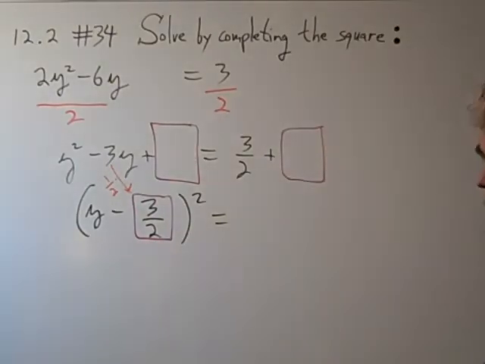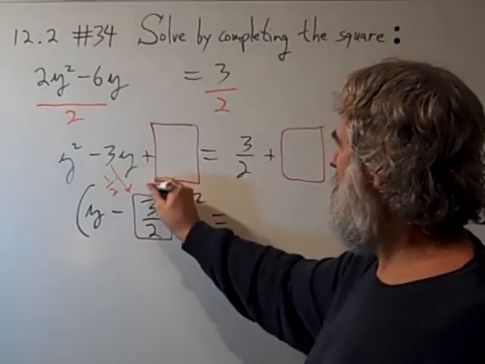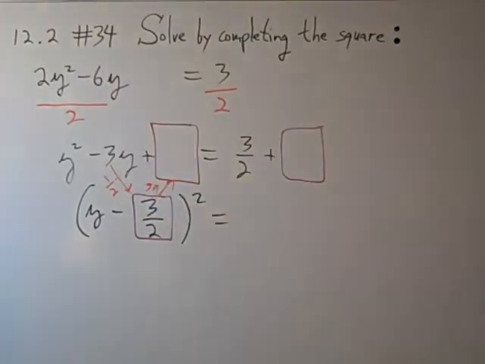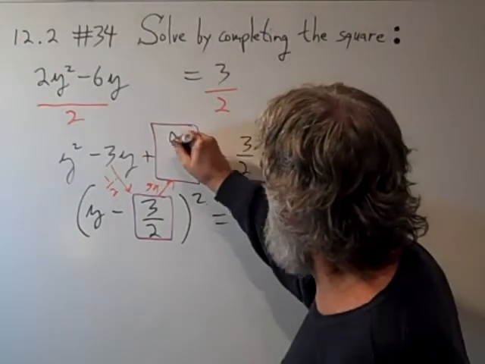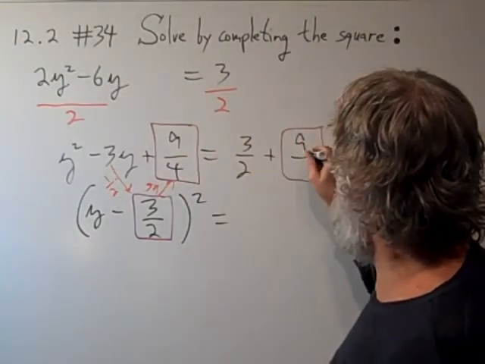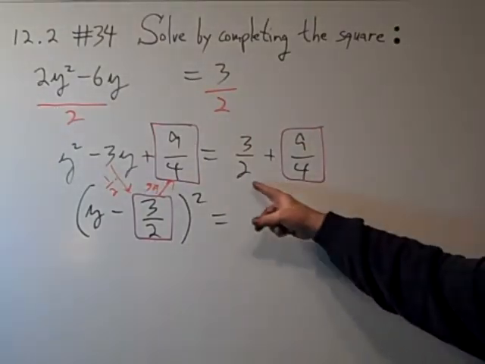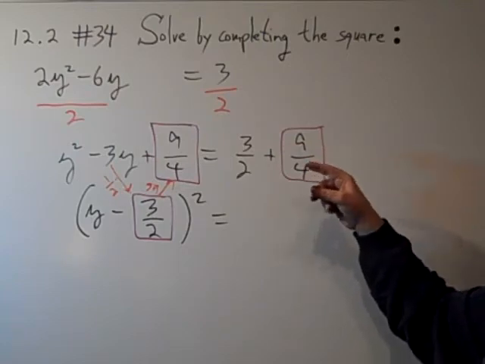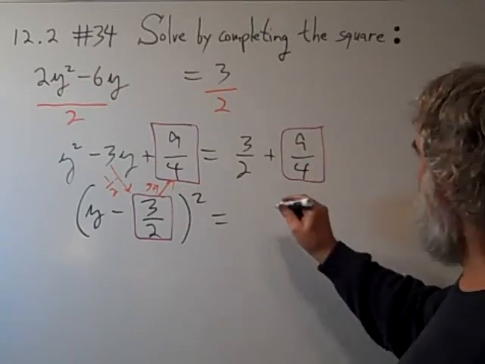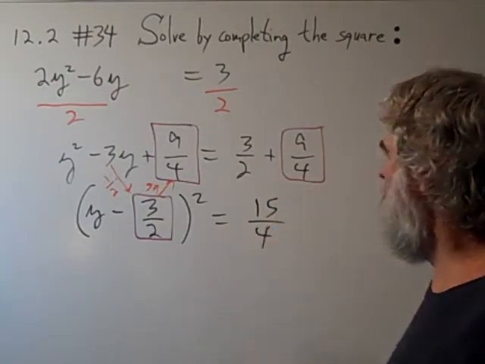When you square the 3 halves, you get 3 halves times 3 halves is 9/4. So I had to add 9/4 to both sides of the equation up above. 3 halves is the same as 6/4. 6/4 plus 9/4 adds up to 15/4.